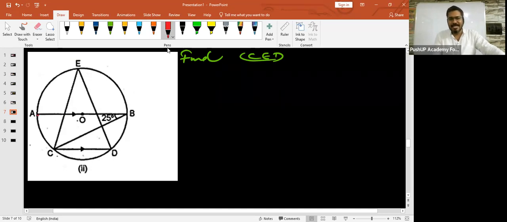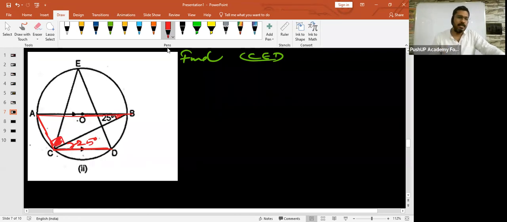Children, you know side AB is what? Parallel to side CD, isn't it? Now you know this angle is 25 degrees, so this angle should also be 25 degree. Children, what is AB? AB is the diameter of the circle. So this angle has to be how much? 90 degree. That is also done.